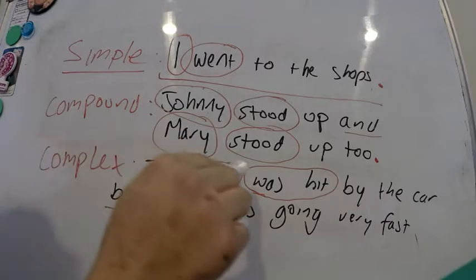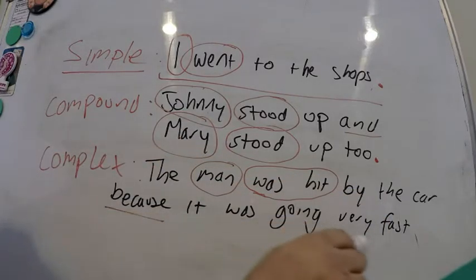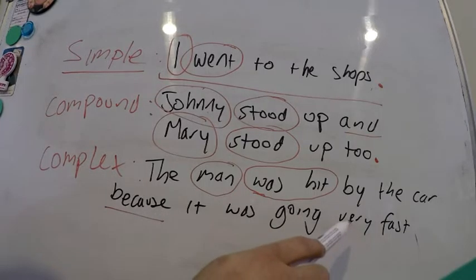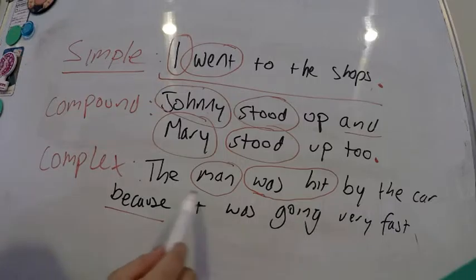So you say, the man was hit by the car because it was going very fast. But if you just say, because it was going very fast, that is not an idea that can stand by itself, right? You can't just say, because it was going very fast. You have to say, why? Why was going very fast, and you need to describe the it. What was it? What was the it that was going very fast?